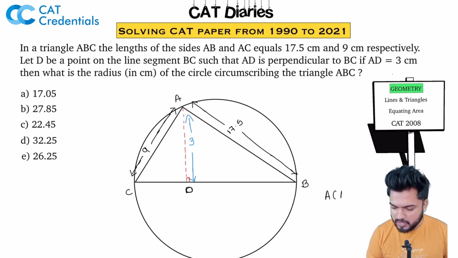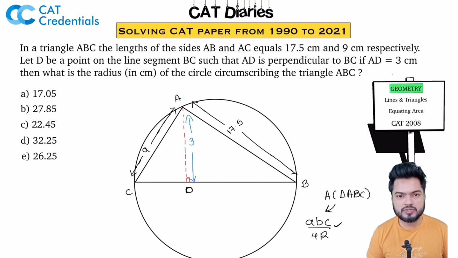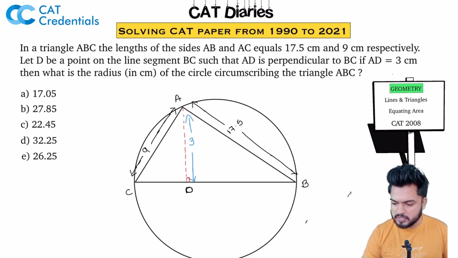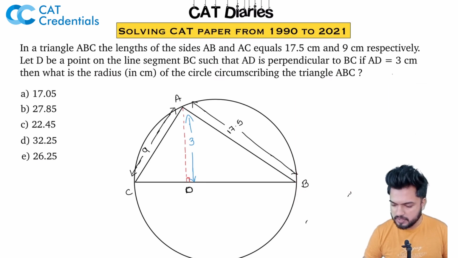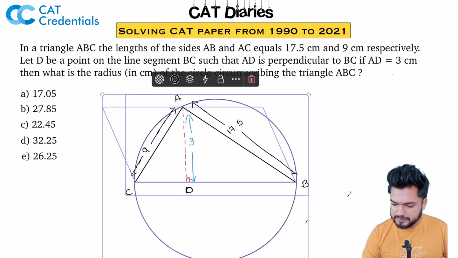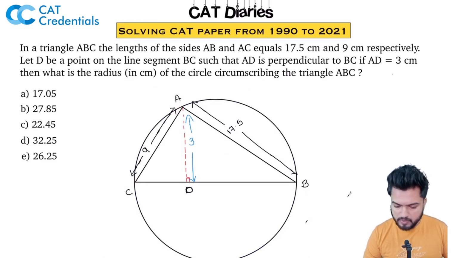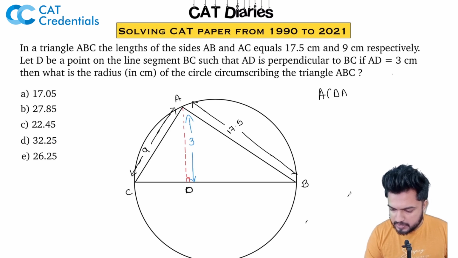So area of triangle ABC equals what? I know that that is equal to A into B into C upon 4 into R, where R is your circumradius. That's all I know about it. So this is the formula that I'll start with. Let's begin with this and understand how we will deal with this problem. Let's keep this aside. So this is given as area of triangle ABC equals ABC upon 4R.